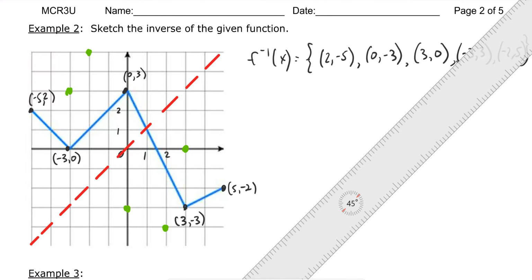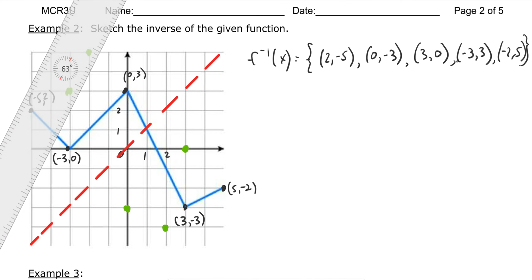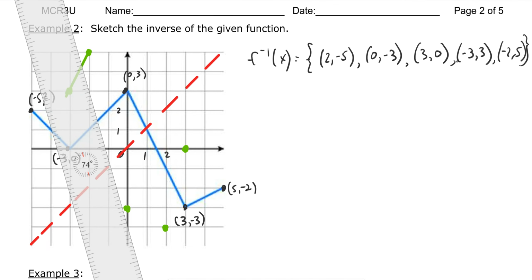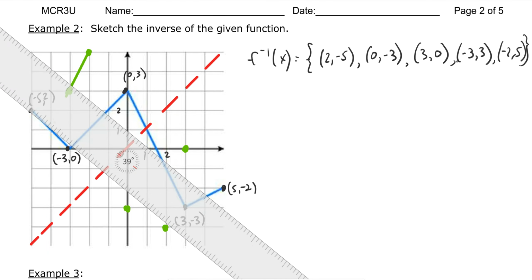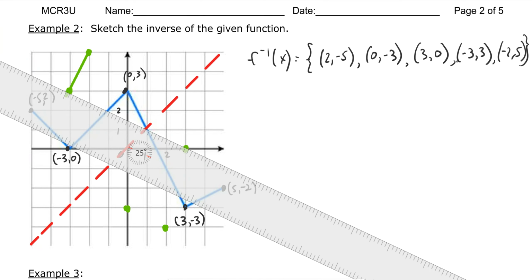So let's see, (0, -3), right? Okay, so now we can reflect. So I'm going to have a connection here. Then we have, let's see, this gets reflected over here.